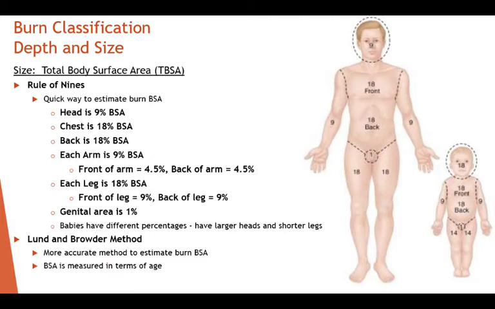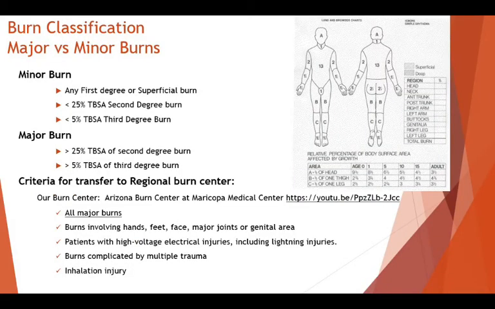The London-Browder method is a more specific, accurate way, but it's a much more complicated sheet, and you'll be trained to do that if you're in a burn unit or in an ED. The London-Browder method is up here in the top corner of this slide. A little bit of the difference, major burn, just the classifications. Again, I'm not going to probably test you on these criteria, but they're good to know for if you're ever working in an ED, because this will determine whether they're going home, whether they're getting admitted, or whether they're being transferred. A minor burn is any first degree or superficial burn. Doesn't matter if it's your whole entire body. First degree is a minor burn.